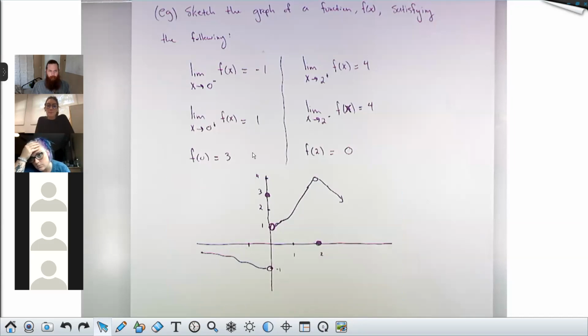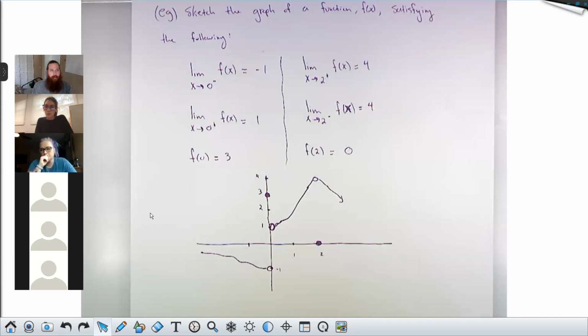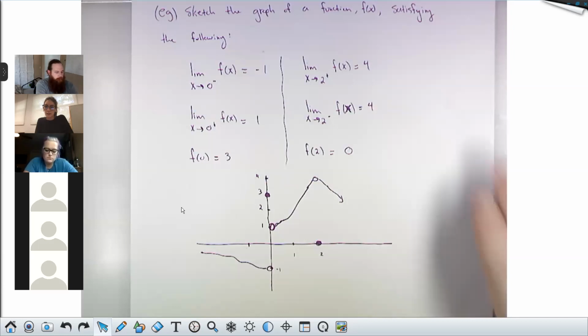I had a question. Yeah, go ahead. So I don't know if this is just kind of like a side thing. Does it really not matter when graphing these to get like the proper end behavior?